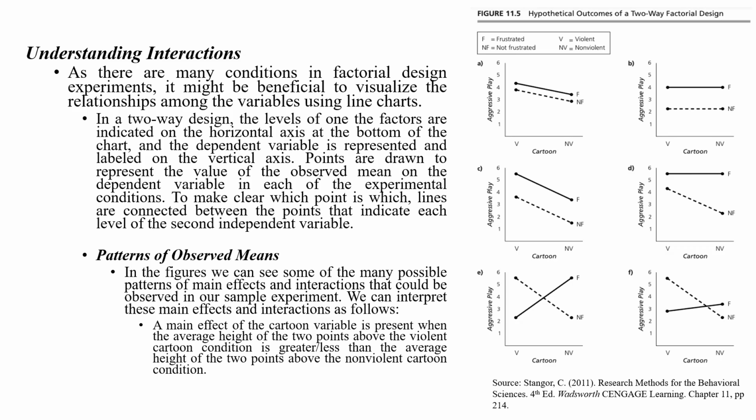A main effect of the cartoon variable is present when the average height of these 2 points is higher than the average height of these 2 points, when in the violent condition the score on aggression is higher as compared to the non-violent condition. It is here also, it is here also, here it is not there. Here also it is a main effect of frustration, but not of that. So, in conditions where the mean height of the points in the violent condition is higher than the mean height of the points in the non-violent condition, we can infer that there is a main effect of the cartoon variable, what kind of cartoon these kids have watched.